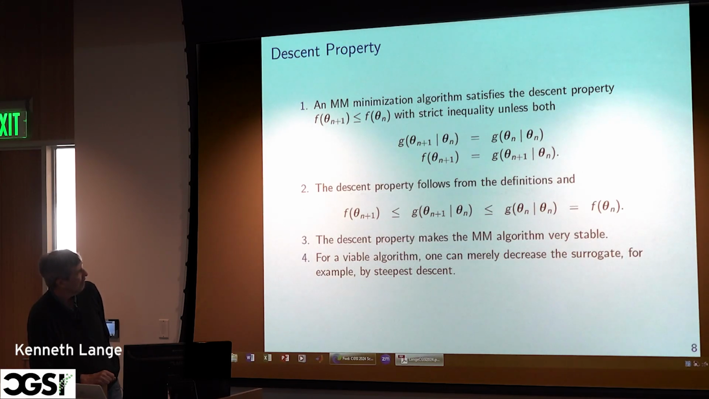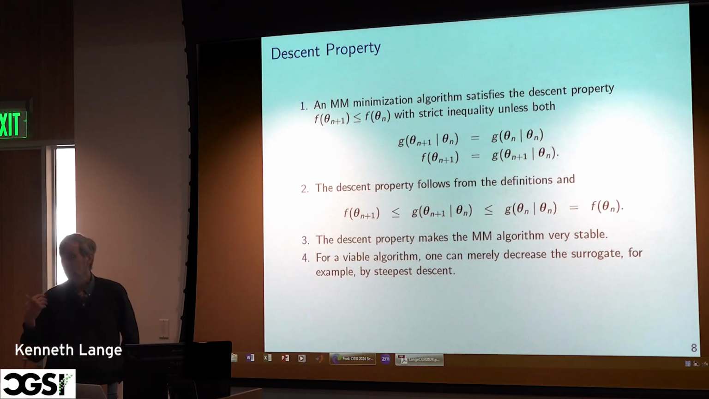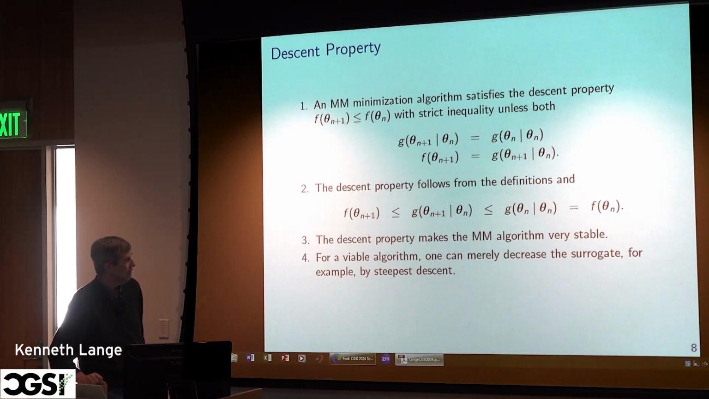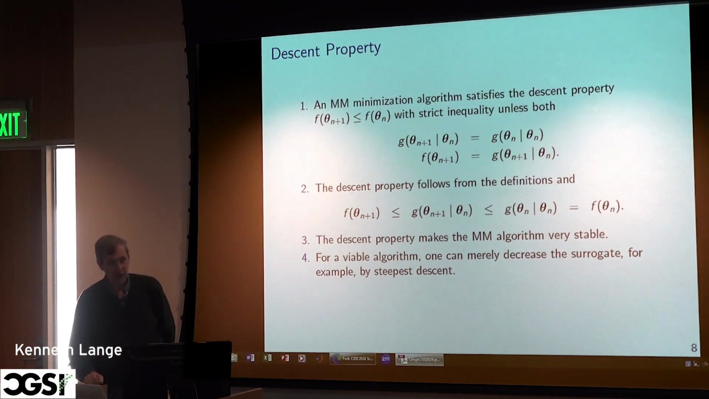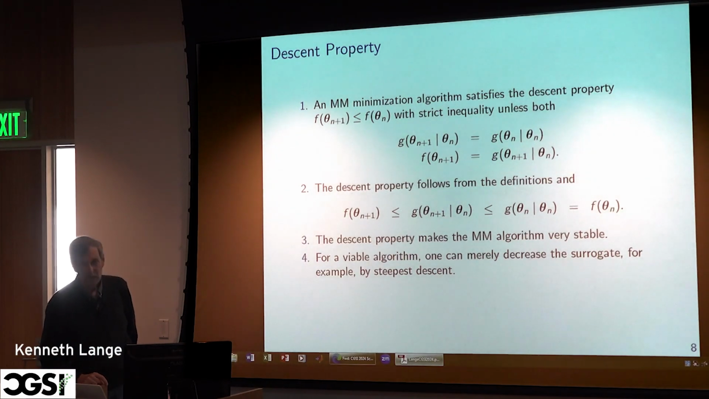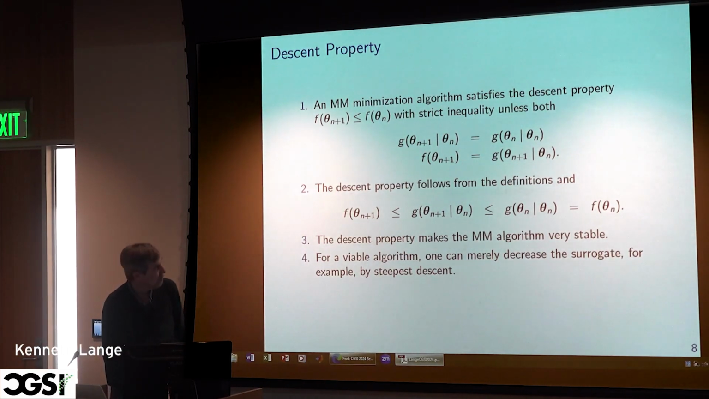And if you look at this whole thing, you see that you've driven F downhill. So the idea is you're making progress minimizing the function you want to minimize. And this tends to make the algorithm quite stable because you're always making progress. It may be very slow progress, but you're always making progress. And as I note here, you don't always have to minimize the surrogate. You can often just reduce it.